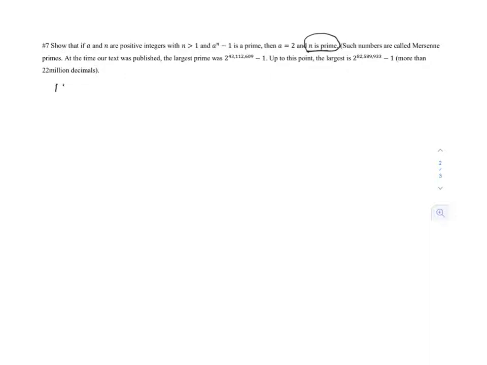So we are going to say, if n is not a prime, which means a composite number, then n is equal to a product of two integers, say k and l, where both integers must be in between 1 and n. Specifically, k has to be in between 1 and n.